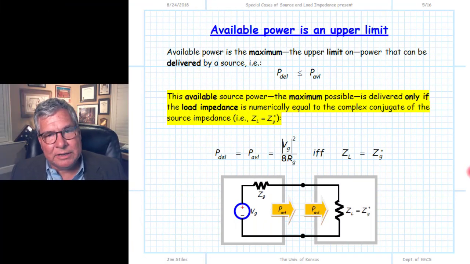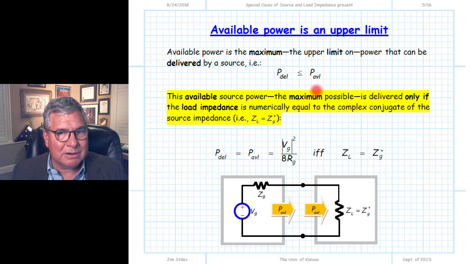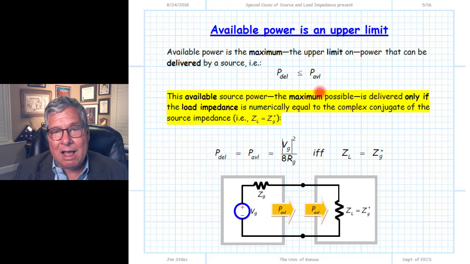So an important fact to really bear in mind here, and this is a confusion for students, is that the available power of the source is a source parameter. But the available power is not the value of power delivered by the source. The power delivered by a source is always going to be less than or equal to the available power. Available is the maximum. Let's say we connect a load to our source which is purely reactive. At what rate can that purely reactive load absorb energy?